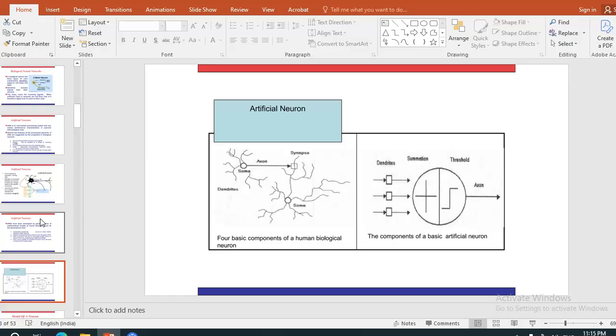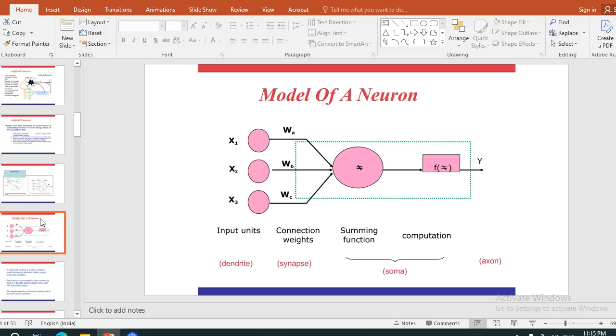That is why we say that a deep learning model is a black box model: even though we give the input and get the output, we don't know what is happening inside the hidden layers. It provides the output but we don't know what happens inside the hidden layer functions, and that is why it is called a black box model. That is deep learning networks. So this is the comparison between the artificial neuron and the biological neuron. This is the simple model of a neuron.